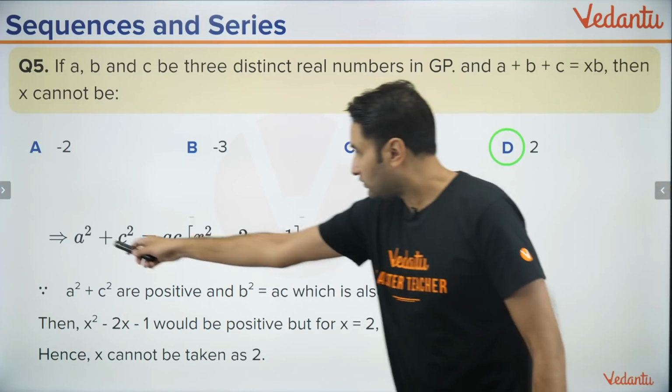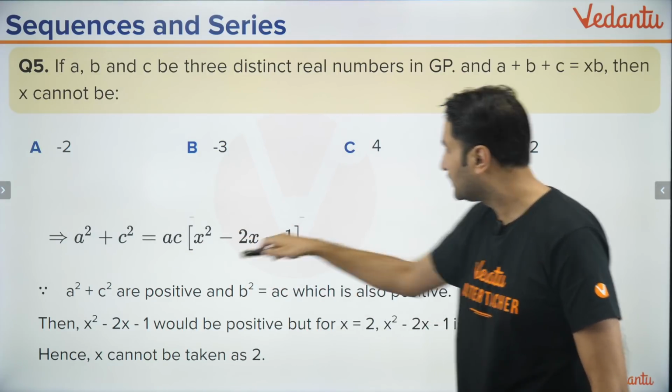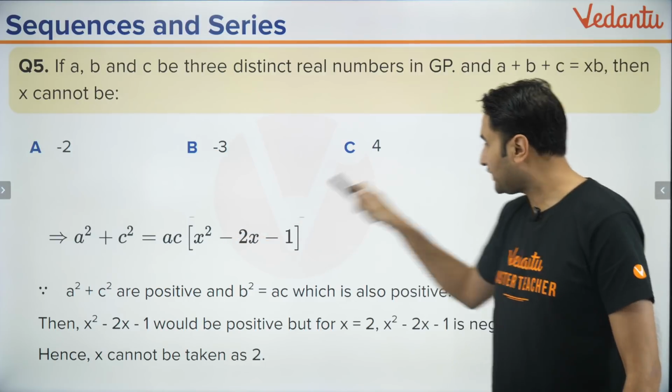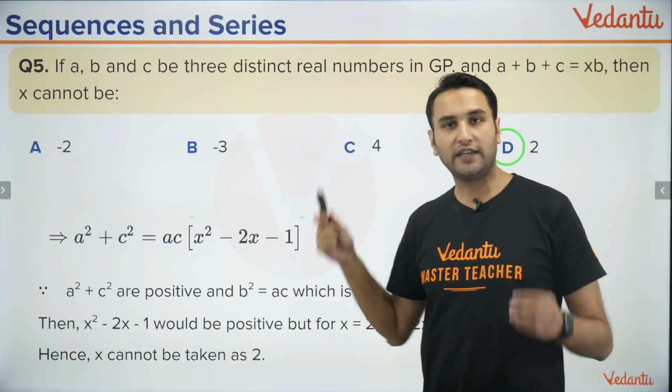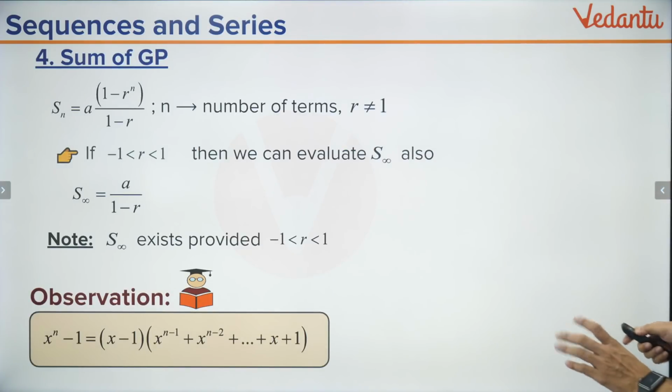So this is positive, this has to be positive, but value of X equal to 2 makes it negative. Hence X cannot be 2. Very good. Okay? Now come on, children, summation of GP.